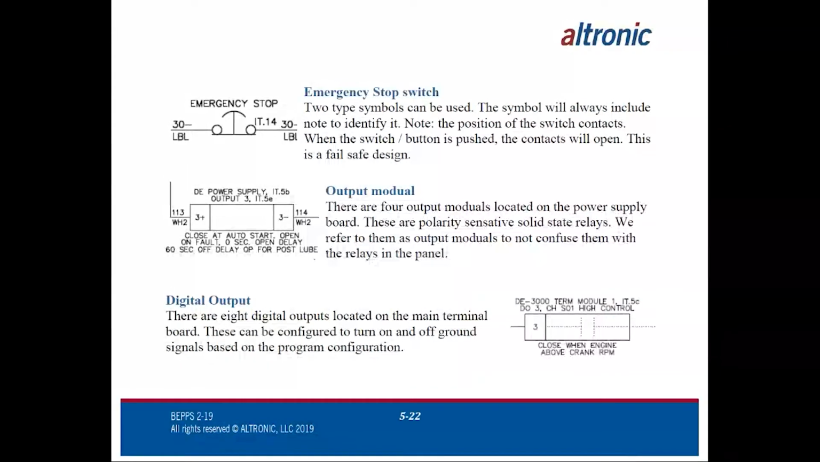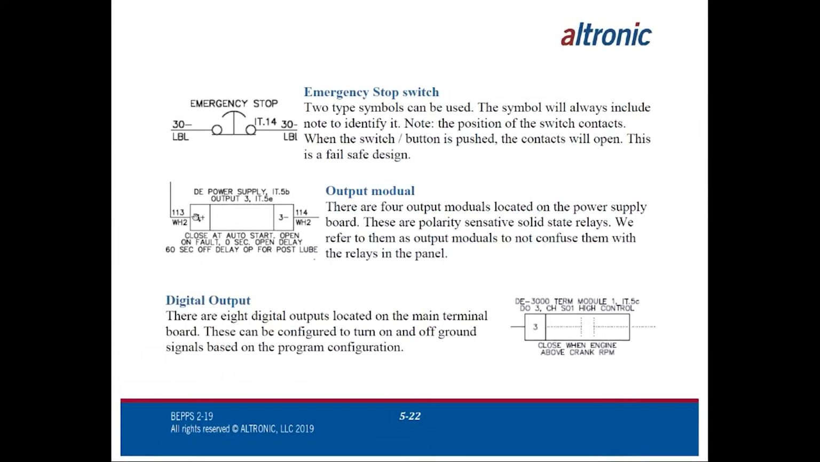Output module. So think about a DE3000 for a moment and think about the power supply board. We have 4 output modules on it. They're always located on the power supply. They are polarity sensitive solid state relays, but we don't ever call them relays. We refer to them as output modules because we don't want to get them confused with the other devices elsewhere in the panel that are mechanical relays.